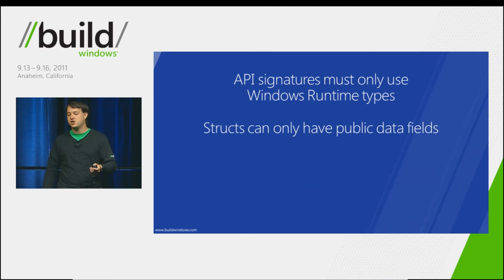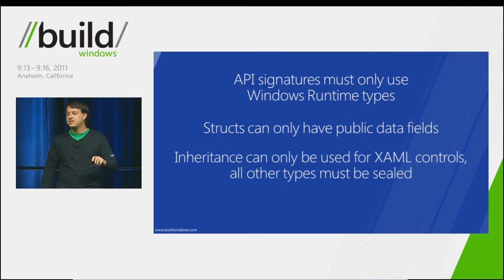The next restriction is that structs in Windows Runtime can only have public data fields. They can't have private fields, and they can't have methods. So when you're creating a Windows Runtime struct in C# and VB, they can only have public data fields. Next, inheritance in Windows Runtime, or should I say class inheritance, is really just there for XAML controls. So all other types that you define need to be sealed in order to be used in the full range of scenarios.